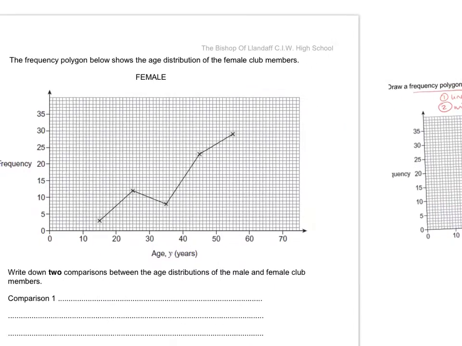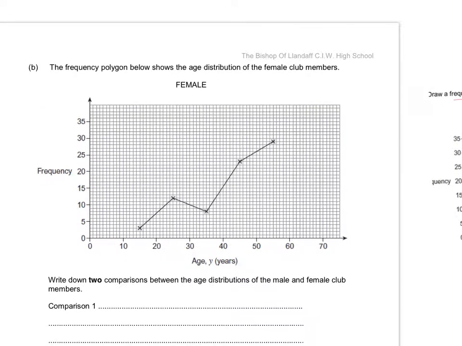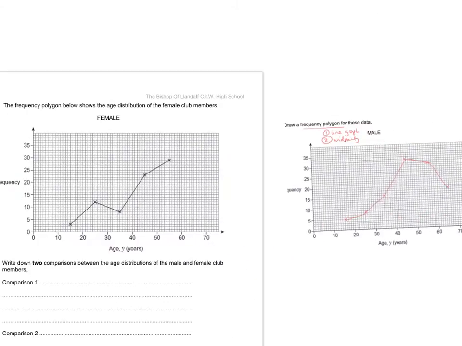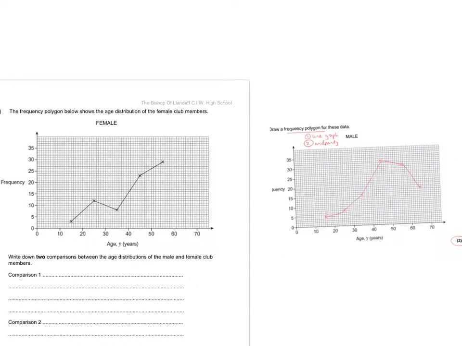Okay, and so question 2 gives us a frequency polygon, shows the age distribution of female members. Now, a couple of misconceptions here. Some people said that there's something like 3 people who are like 15 and so on. That's not true. That's plotted at the midpoints. That's anywhere between 10 and 20. So be wary of that. A few of you had that. As you can see, I've got my frequency polygon for the last question side by side.